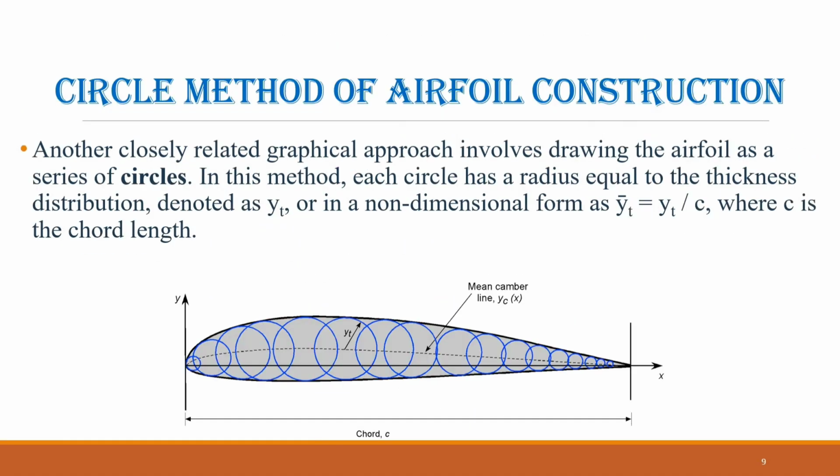Circle method of airfoil construction. The circle method of airfoil construction is a geometric technique used to define the shape of an airfoil, particularly the leading edge and the upper and lower surfaces. In this method, a circle serves as a reference to generate the curvature of the airfoil's nose and to establish points along the surface.